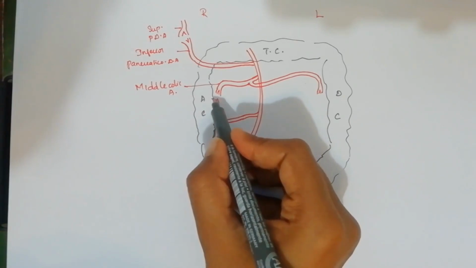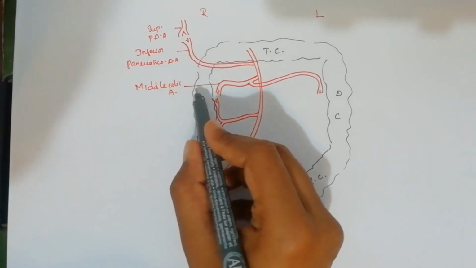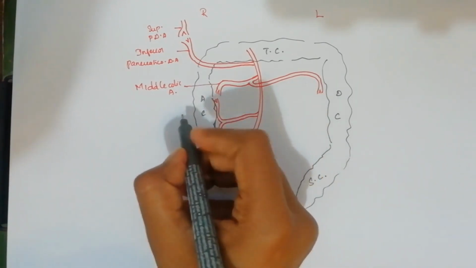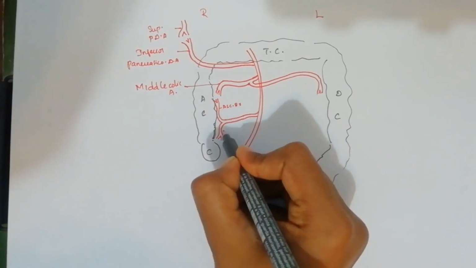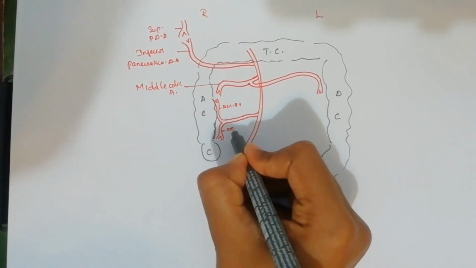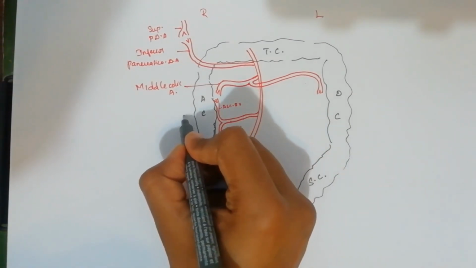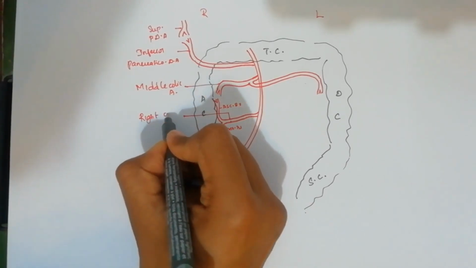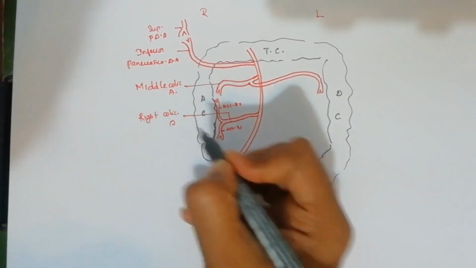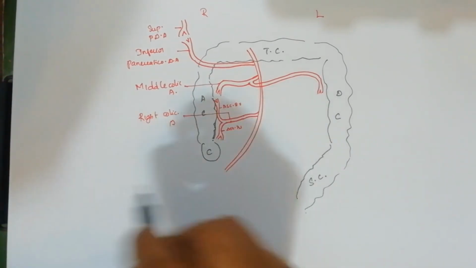The branch which goes above to anastomose with the right branch of the middle colic artery we will call the ascending branch, and the other one which goes below is the descending branch. So this is the right colic artery, which divides into ascending and descending branches.